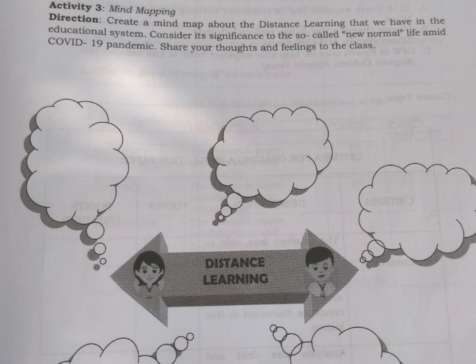Another activity under What I Can Do is Activity 3. Activity 3 is entitled Mind Mapping. What you are going to do is to create a map about the distance learning that we have in the educational system. You need to consider its significance to the so-called new normal life amidst of COVID-19 pandemic. Share your thoughts and feelings to the class using the mind map on page 15 of Module 6.